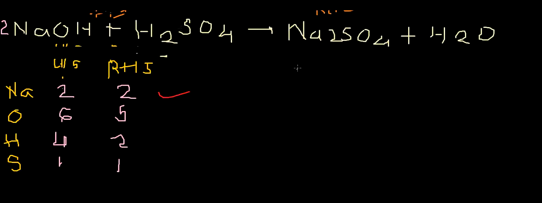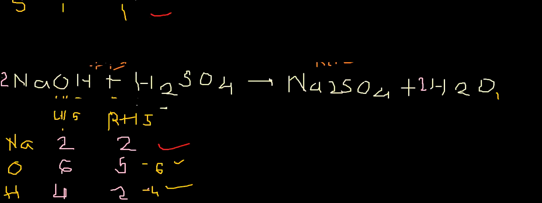And I have only two hydrogen atoms on the right. So what I need to do is add some hydrogen atoms. If I add 2 here, then I will get 4 hydrogen atoms, and one more oxygen atom will be added. 2 times 1 is 2, plus the earlier 1 atom, so I will get 6 oxygen atoms. So all of them are now balanced.